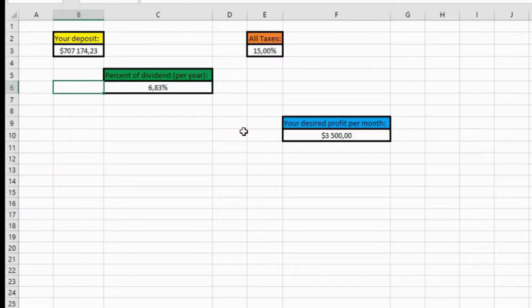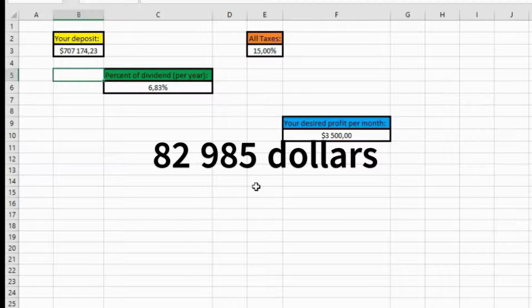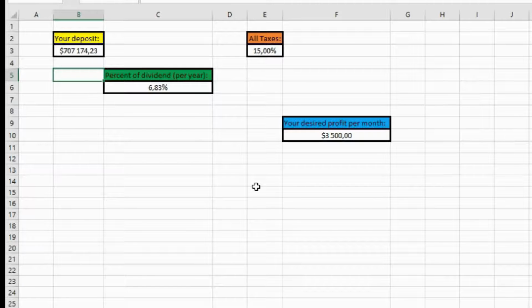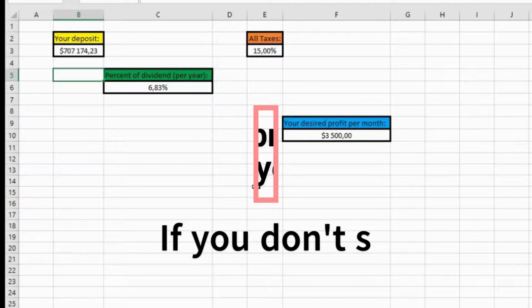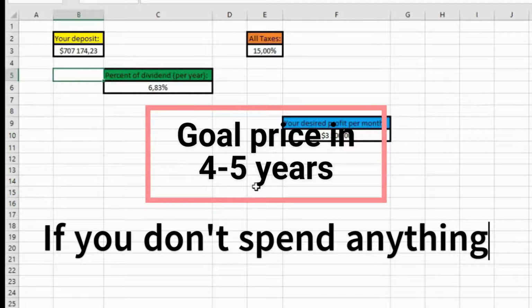If you need every month profit $3,500 and your dividend yield is 6.83% per year, you need $707,174. I think this is the most common type of person. So, let's take a closer look. Average wage in USA in 2022 is $82,985 per year. It means that if you are an average person and you don't spend anything, you will reach the goal price approximately in 4-5 years.